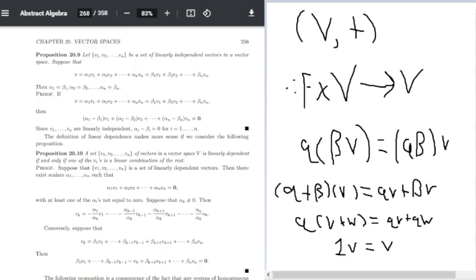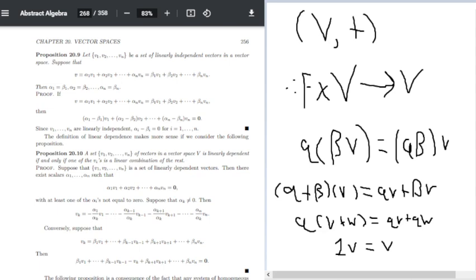Proposition 20.9. Let v1, v2, all the way to vn be a set of linearly independent vectors in a vector space. Suppose that v equals alpha 1 v1 plus alpha 2 v2 plus on and on plus alpha n vn equals beta 1 v1 plus beta 2 v2 all the way to plus beta n vn. Then alpha 1 equals beta 1, alpha 2 equals beta 2, all the way to alpha n equals beta n. So it basically says that if we have a linearly independent set of vectors, then if a vector is equal to a sum of those vectors, that sum is unique in terms of the coefficients.